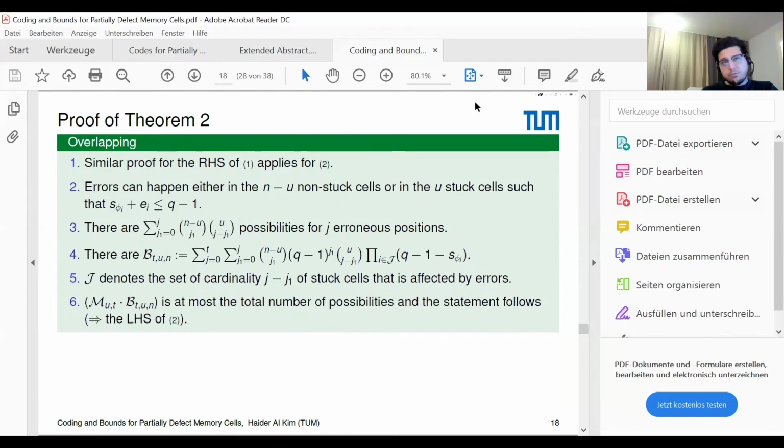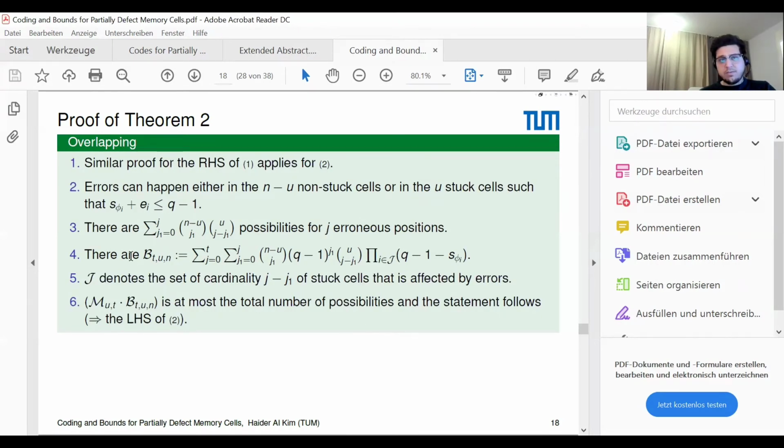The proof of theorem 2, the overlapping. A similar proof for the right-hand side of 1 applies for 2, and error can happen either in the n minus u non-stuck cells or in the u stuck cells, such that the stuck level plus the error at the stuck position is at most q minus 1. So we assume that, and then there is this amount of possibilities in 3, this amount for the j erroneous positions.